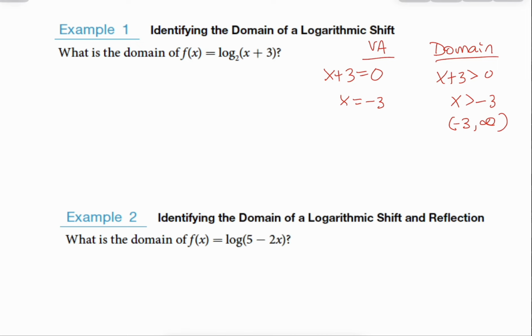So let's do it again. So where's our vertical asymptote? Well, where is 5 minus 2x equal to 0? And then you're going to just solve for x. So we get -2x is -5. So x is 5 over 2, or 2.5. So our domain is very much dependent upon that 5/2.